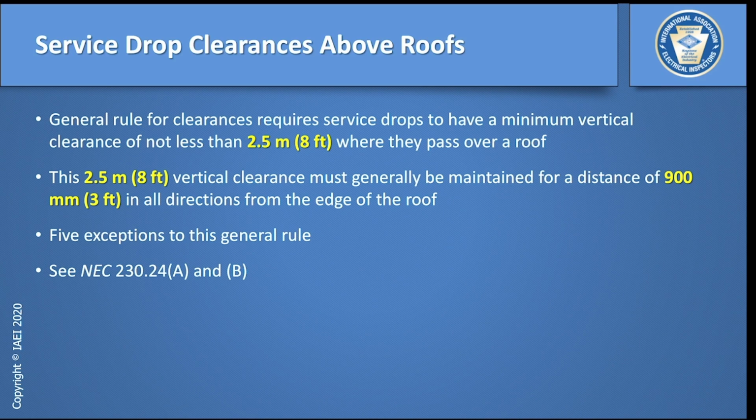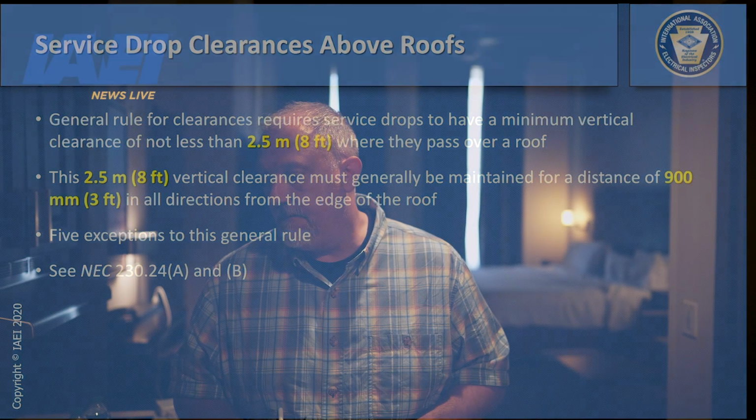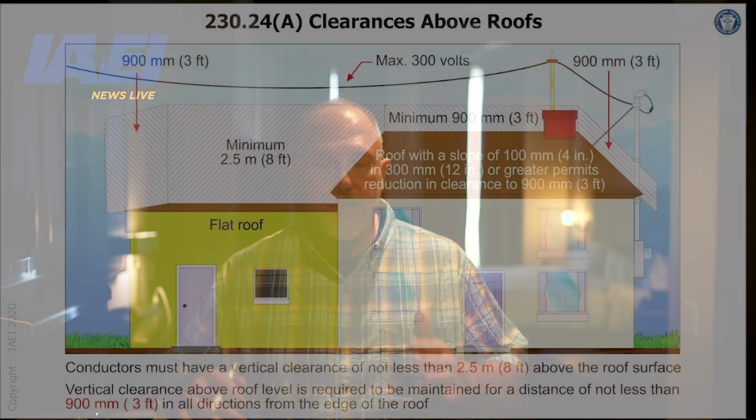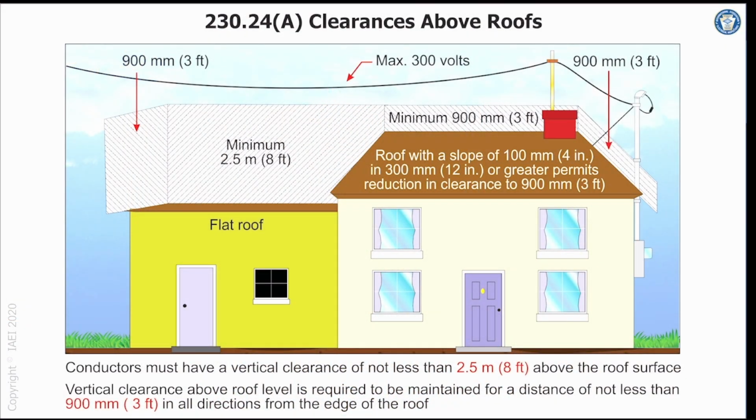General rules for clearances require service drops to have a minimum vertical clearance of not less than 8 feet where they pass over a roof. And then it's generally to be maintained for a distance of not less than 3 feet in all directions from the edge of the roof. There are 5 exceptions. Take a look at NEC 230.24 A and B. So this is a good image of what we're talking about here.